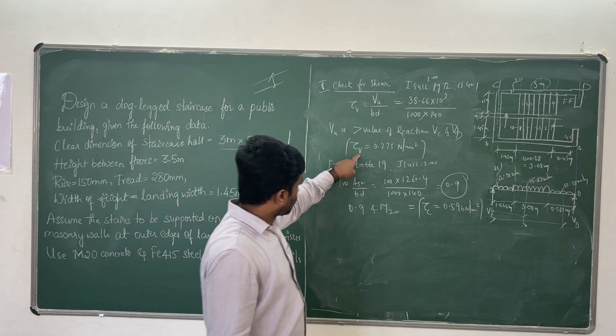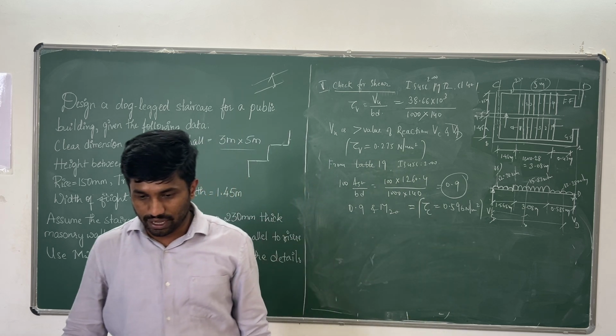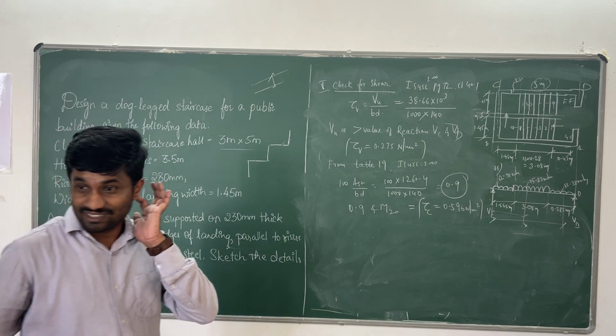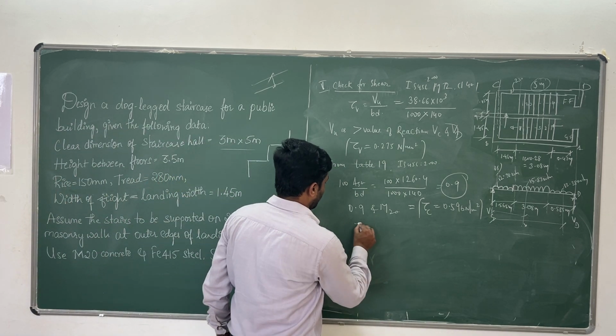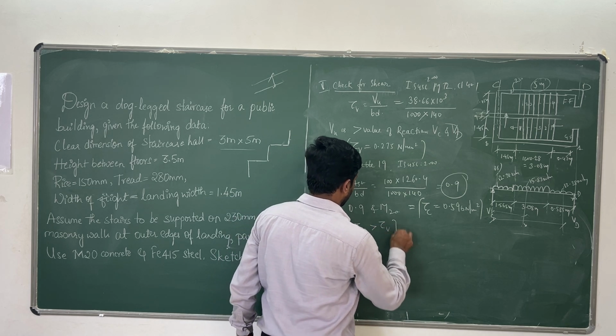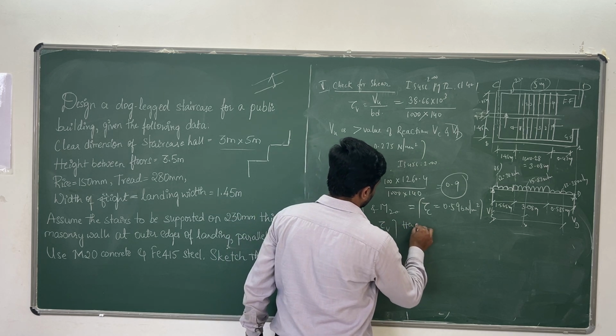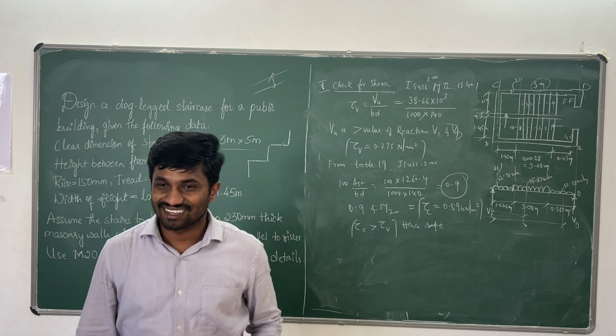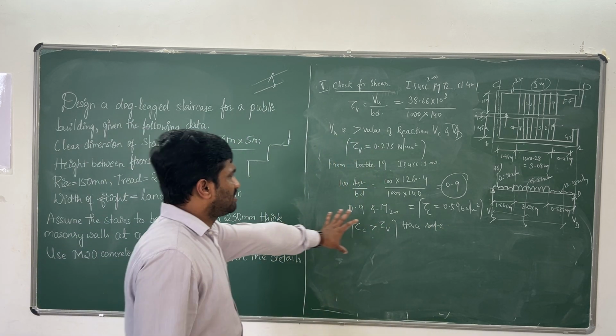Now you check tau V and tau C. Tau C value is greater than tau V, hence you are safe, or else you have to revise the section. Clear? It's a very simple thing.